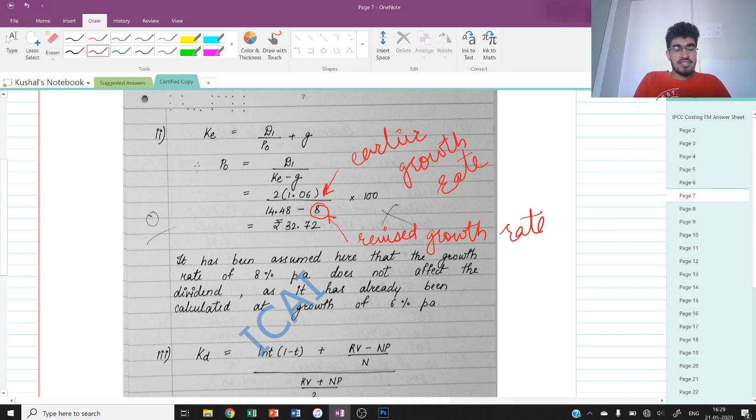I had written an assumption that it has been assumed here that the growth rate of 8% per annum does not affect the dividend, as it has already been calculated at growth of 6% per annum. This was a clearly wrong assumption which I had used in my examination. Because of this assumption, I lost 2 marks in this particular question. Okay, I hope you have understood what mistake I made. You have to use 8% over here because the growth rate has now been changed to 8%. You cannot use different growth rates in numerator and denominator. The growth rates have to be same in the numerator as well as the denominator.